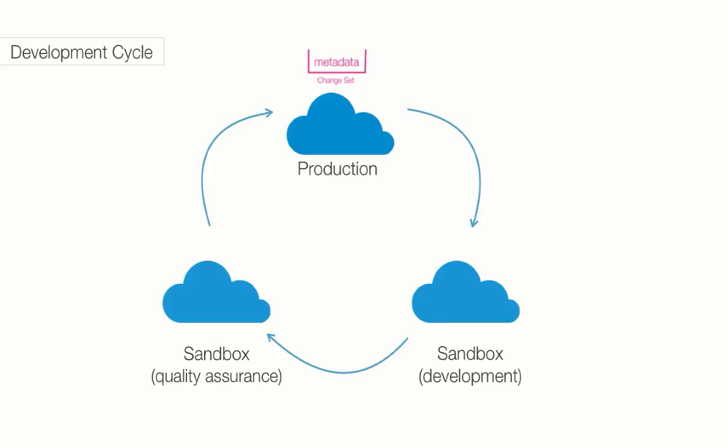When you create a sandbox, Salesforce automatically copies your data from production to a sandbox. You can use it for development. Once the development is complete, move the metadata to another sandbox for QA, and then move it to production.